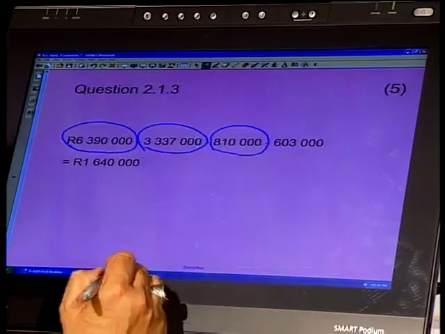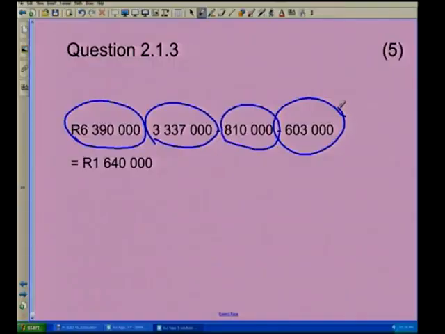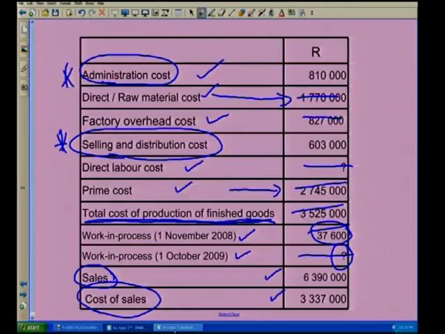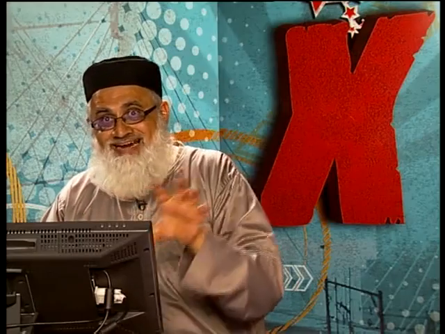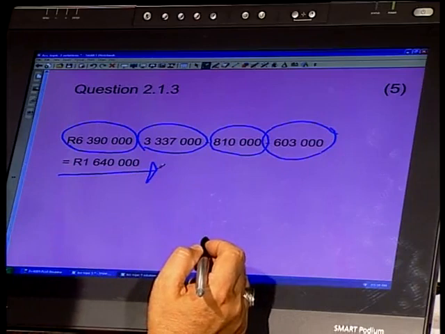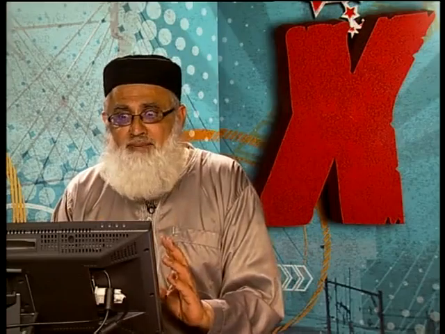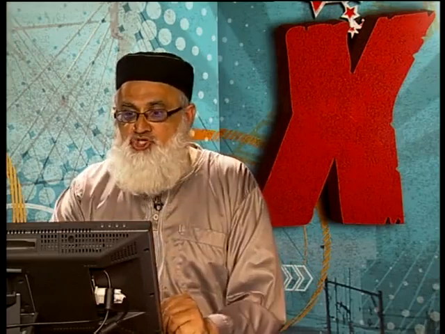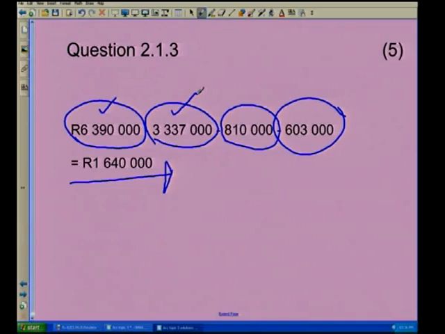And that's where I now say minus 810,000, which was what? 810,000 was my admin cost. Notice I've used it now. And minus 603,000, which was my selling and distribution cost. So in other words, I've used up all the information regarding this question, and therefore I can see that my net profit would be 1,640,000. Once again, a recap: in order to calculate your net profit, it's your sales minus your cost of sales.